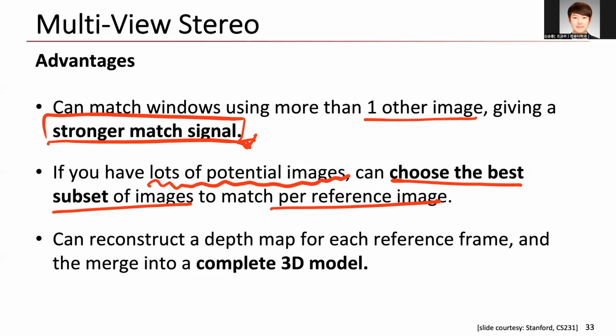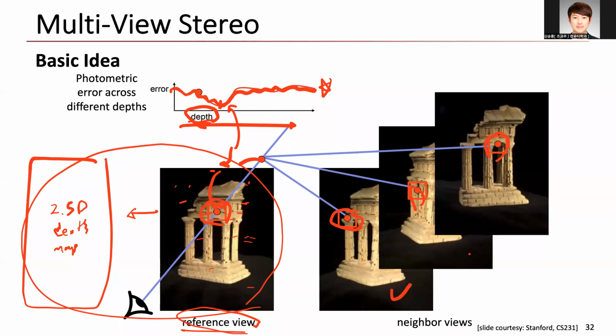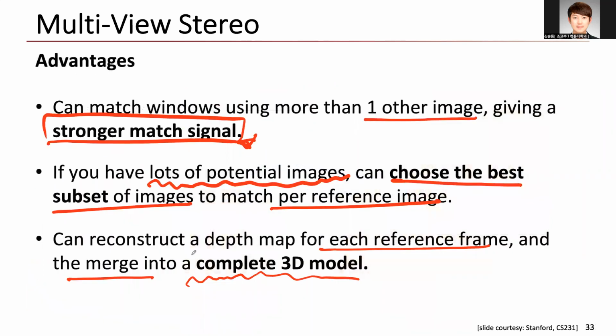And we can reconcile depth for each reference frame and merge it into the complete 3D model. So in other words, we can find the 2.5D depth map when we set this image as a reference view. Similarly, we can set this one as reference view, this one as reference view, this one as reference view, and then we can merge these 2.5D depth maps to achieve the complete or full 3D model. So this is multi-view stereo matching.